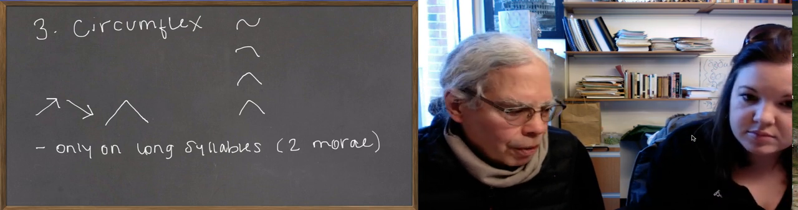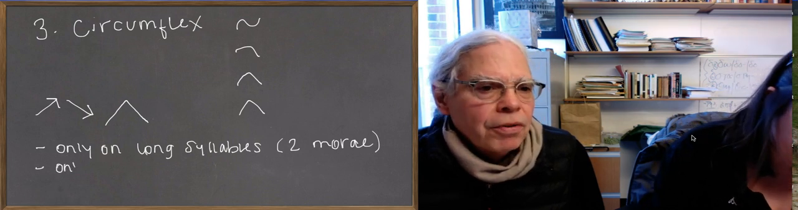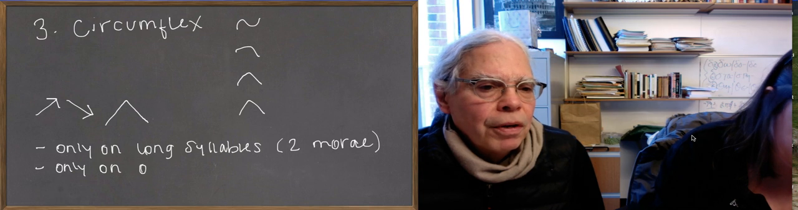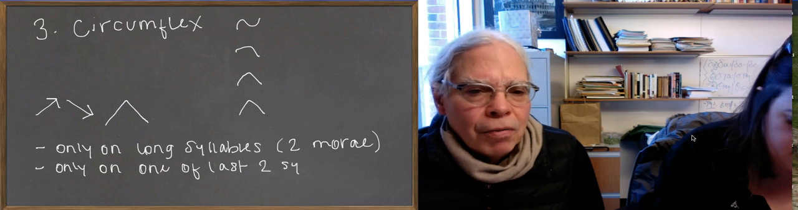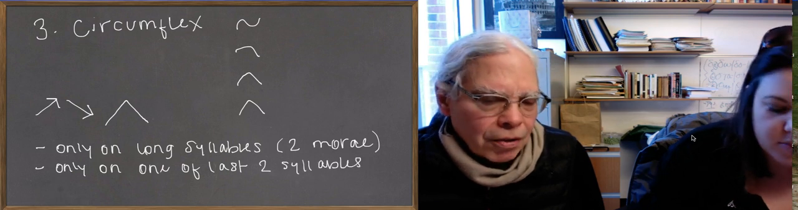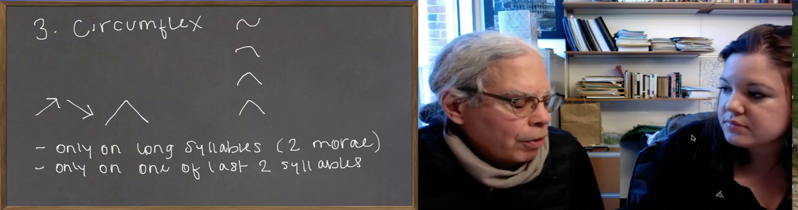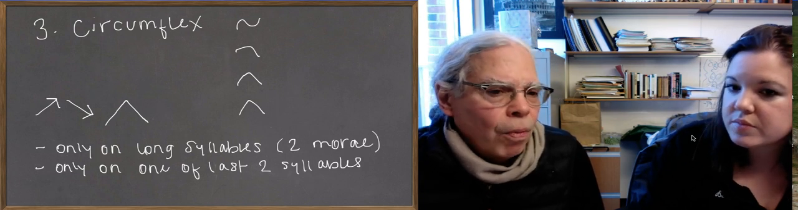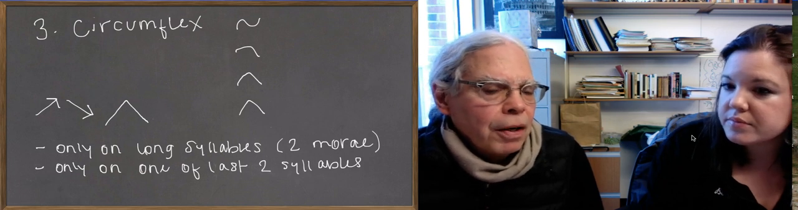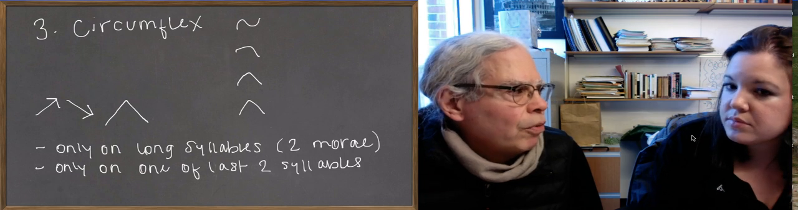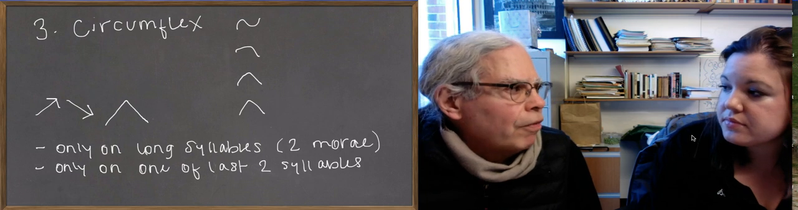Here's another rule. A circumflex accent can only be on one of the last two syllables of a word. Okay? By the way, Greek words in principle have only one accent per word. Okay? As I said, there actually were more, but we only represent one. Okay, so why should there be this restriction on circumflexes being only on the last two syllables of a word? And it has something to do with this problem of the rising and the falling of pitch.